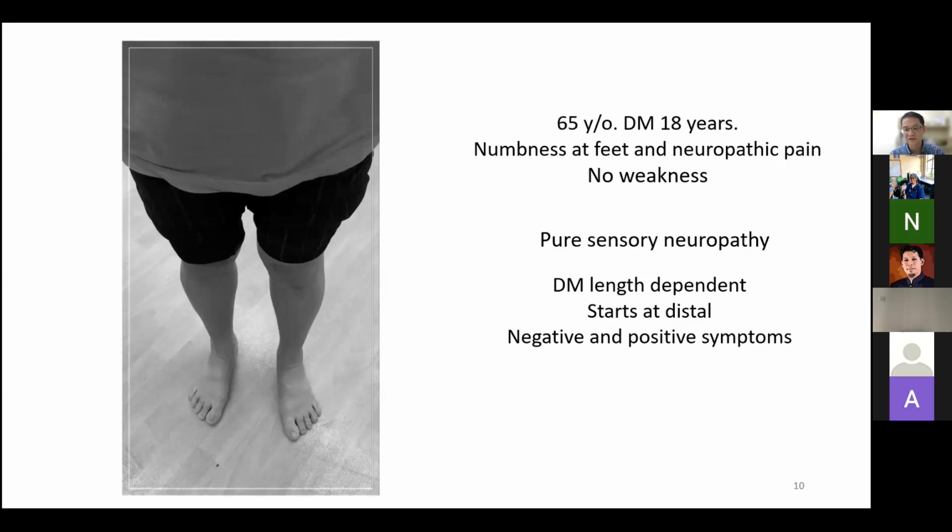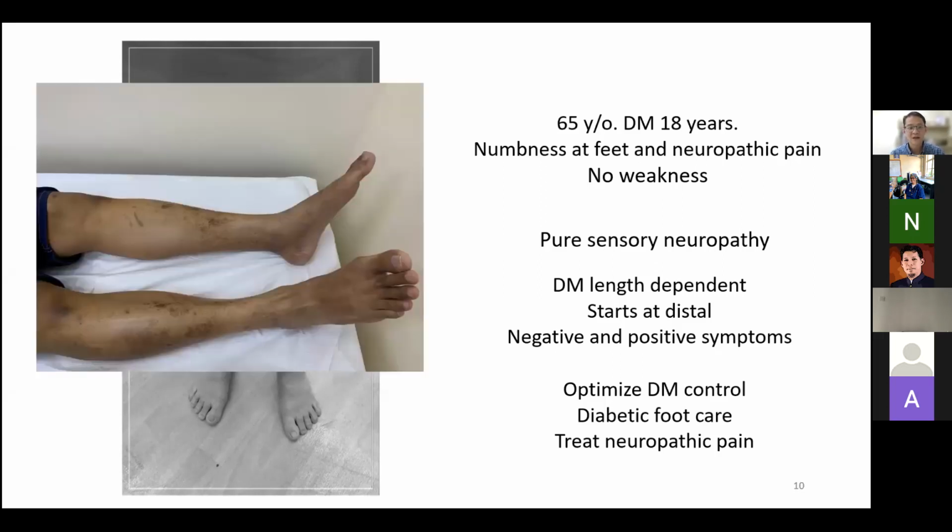So this is something that you need to pay attention to, because the majority of patients with diabetes only come to you at a certain level of severity. At the very early stage, they don't. Okay. So the treatment is optimized diabetes control, diabetic foot care, and to treat the neuropathic pain if there is any. Right. Of course, some of them come to you with a very clear-cut diagnosis.